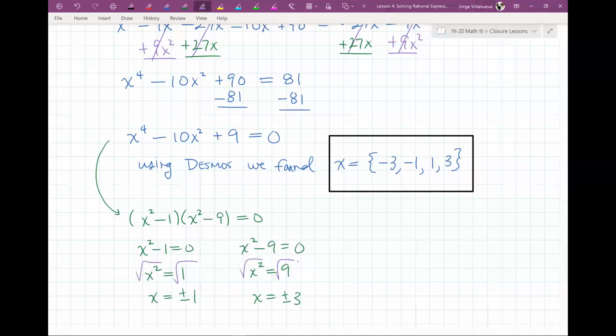And this is the only problem that this happens with, so we really don't have to do it. So just use Desmos to help you find the answers. So that's the whole lesson, guys.